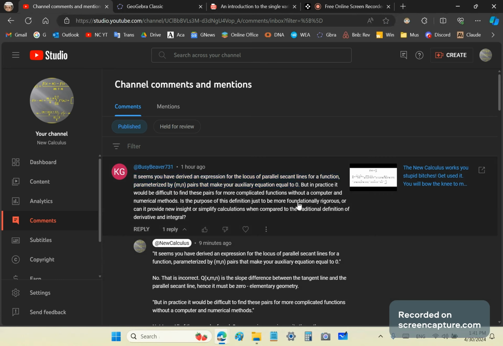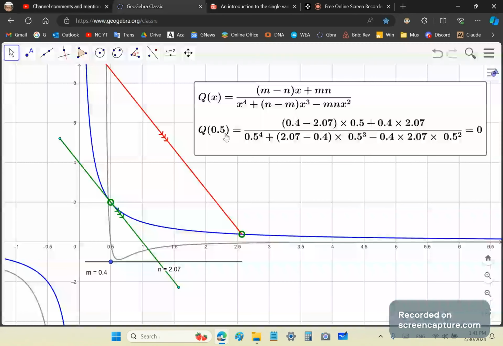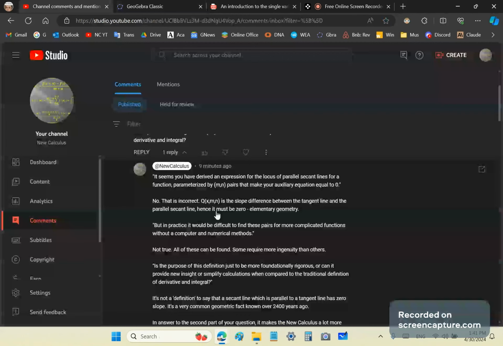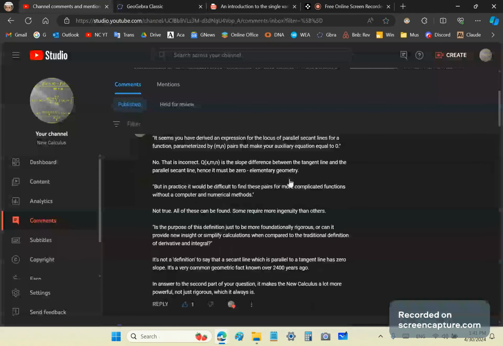Q of x, m, n, as you see over here, this expression is the slope difference between the tangent line and the parallel secant line. Hence, it must be zero. It is zero. It never is anything else but zero. And that's elementary geometry, by the way. It has been known over 2,400 years ago.